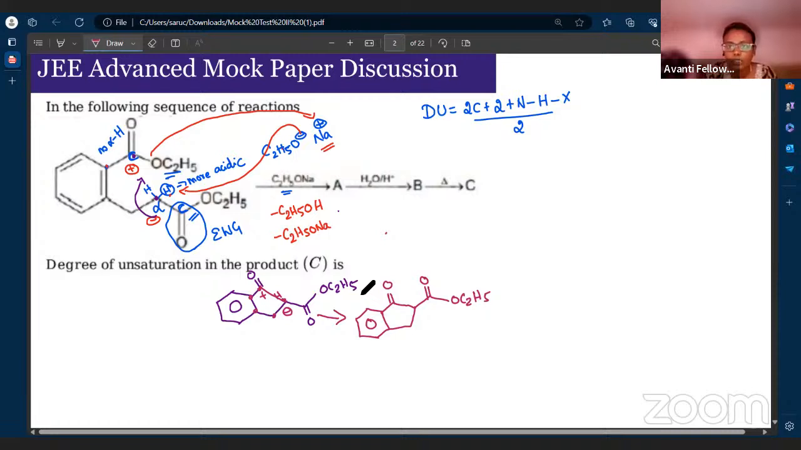So this is your A. Okay, so clear with the step, everyone? Yes, fine. Now moving to the second step. Now what you have is hydrolysis. You are doing acid hydrolysis.